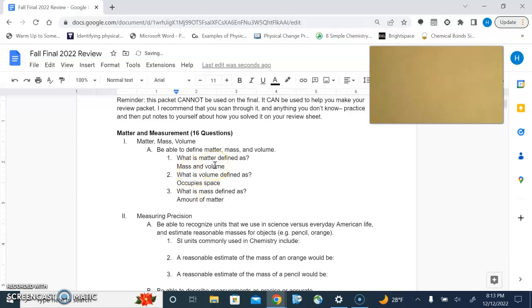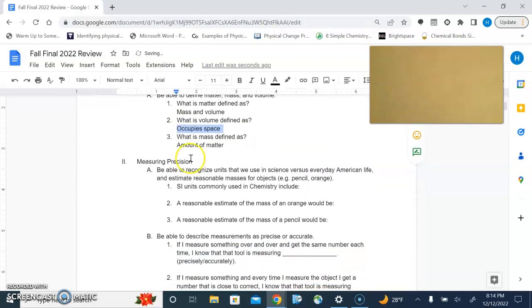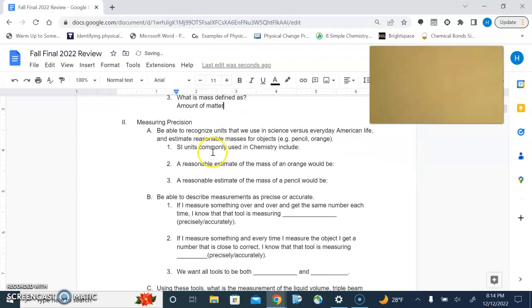You matter is the sign in the classroom. Because you have mass and volume, you are by definition matter. Volume is how much space something occupies. So those keywords are like we're thinking about how much space, how big an object or a piece of matter is. And then mass is the amount of matter.